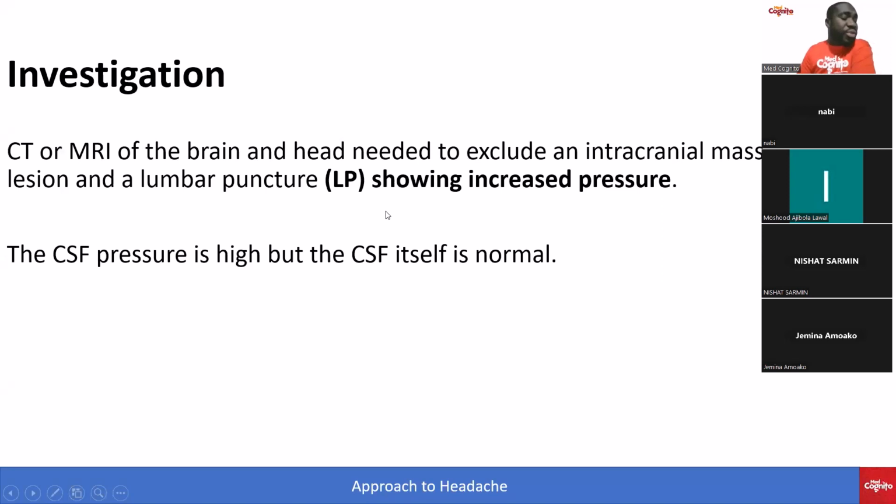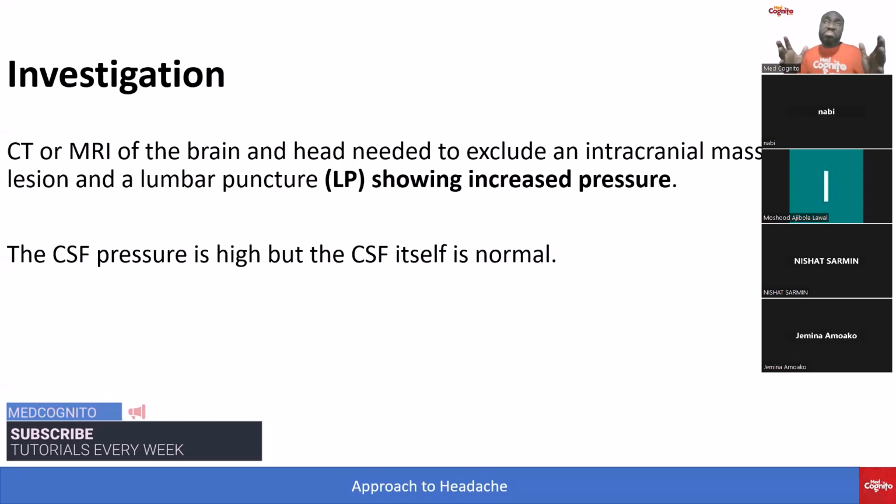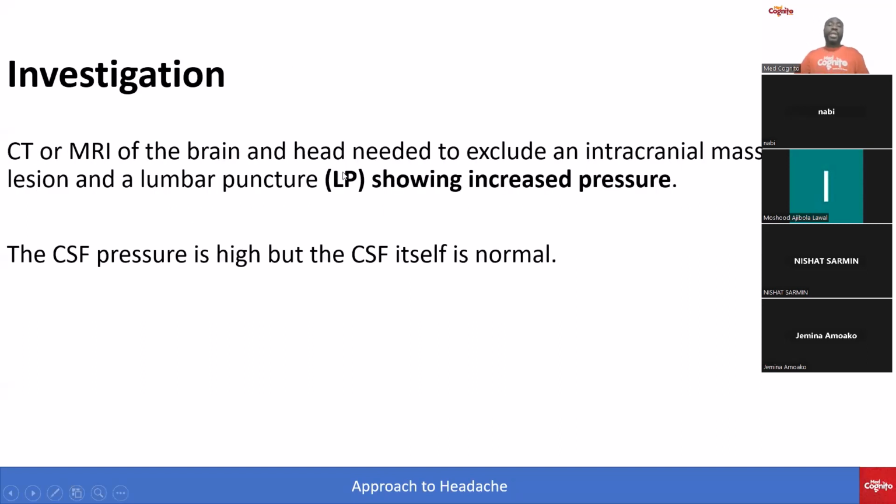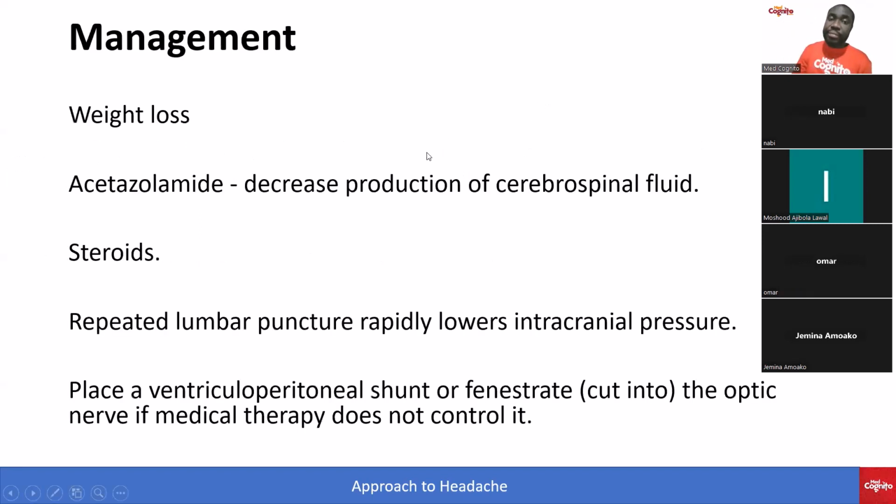How will you investigate a patient with pseudotumor cerebri? You can do CT or MRI to exclude any intracranial mass. And you realize that the CT may be normal. You may not really see so much. But then how you pick it up is when you do a lumbar puncture. When you do a lumbar puncture, you realize that the opening pressure is high, but the cerebrospinal fluid itself is normal.